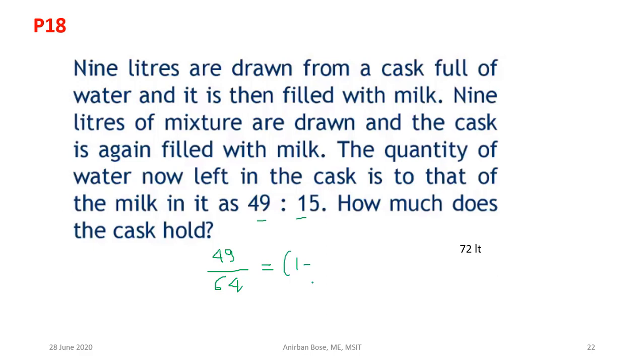1 minus 9 liters, which was taken out each time. And what is the total capacity of the cask, that we do not know. Let us consider that is x, that we have to find out, and the process has been repeated twice, so squared. Now just take the square root. This is 7, this is 8, and this is 1 minus 9 by x. So it is simple, 1 will go there, so 1 by 8, so x will be 9 into 8, so 72.